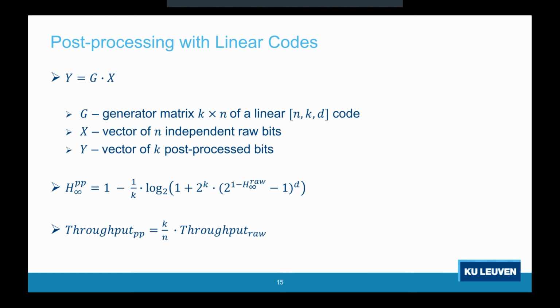The entropy rate of y is given by this formula. Naturally, this post-processing induces the loss of throughput by a factor of k over n, that is, the rate of the code.